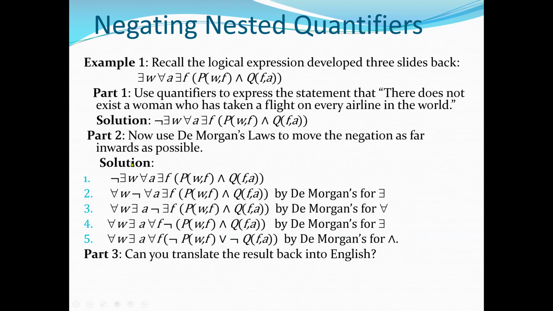We can use quantifiers to express the statement that there does not exist a woman who has taken a flight on every airline in the world. So this means we're going to negate it. This means some women have taken some flights in all airlines. So if it's the opposite, then we negate it. Not some women.